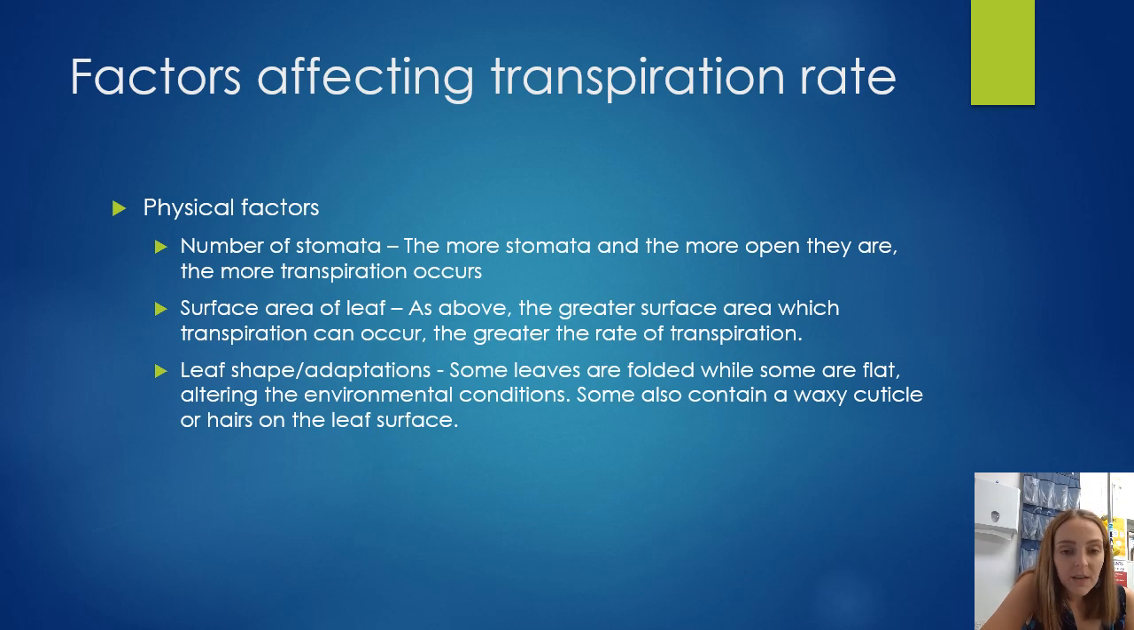Different plants have different surface areas of their leaf. So with a greater surface area of leaf, we're going to have more transpiration happening. And lastly, the shape of the leaf and adaptations of the leaf allow different rates of transpiration and also can help to minimize the loss of water during transpiration. So for example, some leaves are folded, some are very flat, some have a waxy cuticle over the top to prevent water loss, and some have little hairs on the leaf surface. So the different adaptations that allow the plant to transpire at different rates. This is an interesting topic to look at as well for your student experiments.